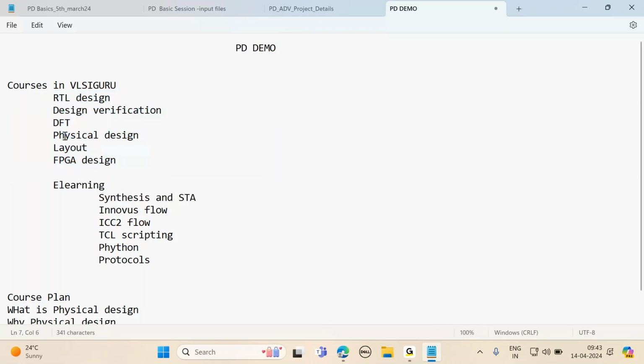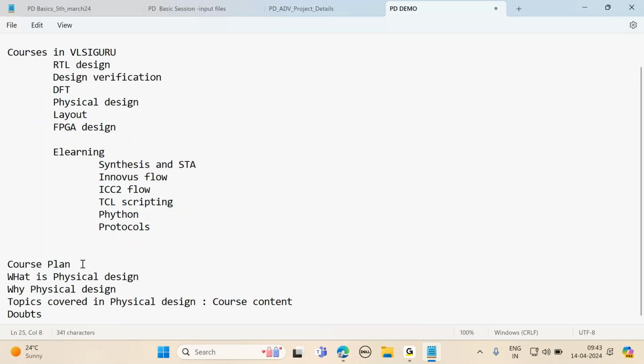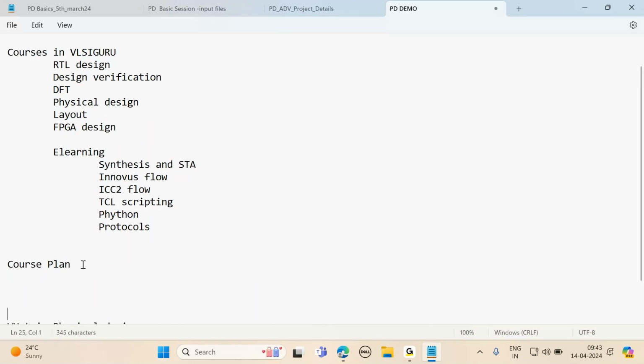Now you are interested only in physical design. All the other courses' demos are already done. So now we are interested in physical design. I'll tell only about the physical design plan, how the plan is going to work for physical design.